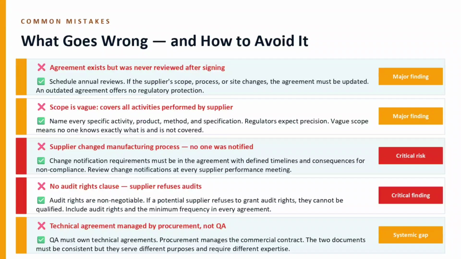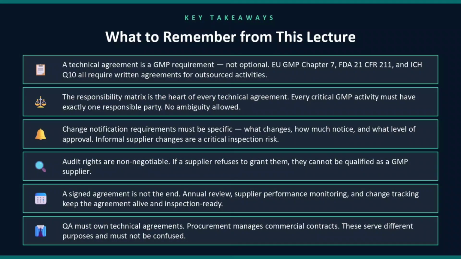And the fifth mistake is having the technical agreement managed by procurement rather than QA. This is a systemic gap that creates multiple risks. Procurement manages commercial contracts. QA manages technical agreements. The two documents must be consistent with each other, but they serve different purposes and require different expertise to create and manage. Let us bring it all together.